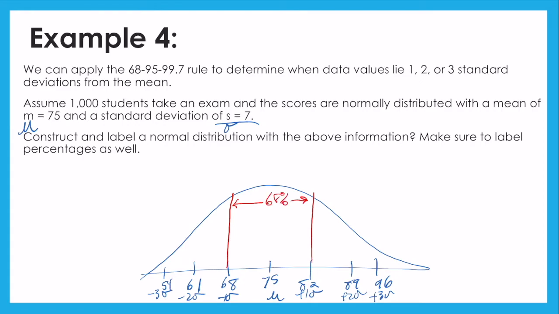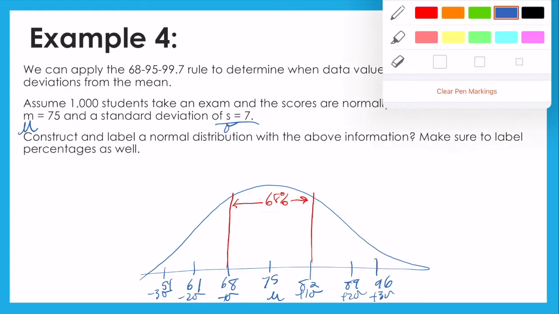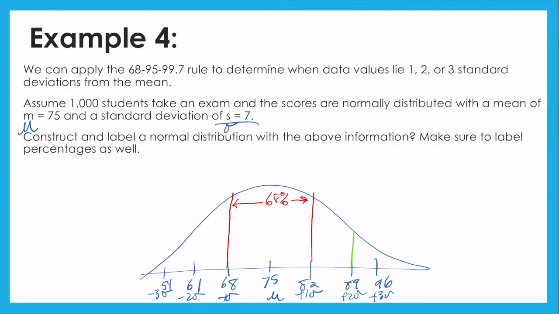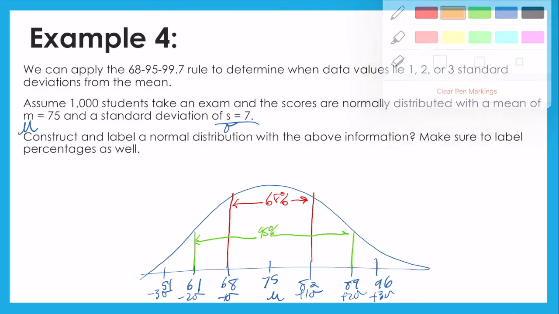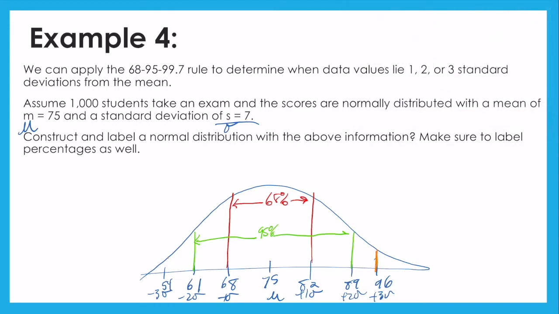We'll switch to blue. Oh, we already did blue. We'll switch to green. Within 2 standard deviations, I have 95% of data. And within 3 standard deviations, I have 99.7% of data. So there we have it.